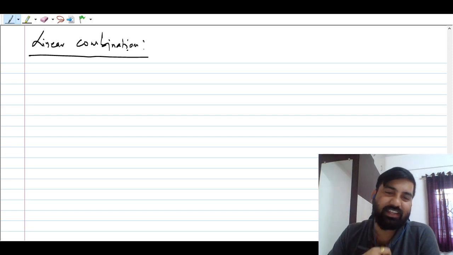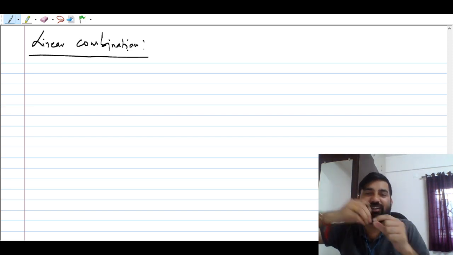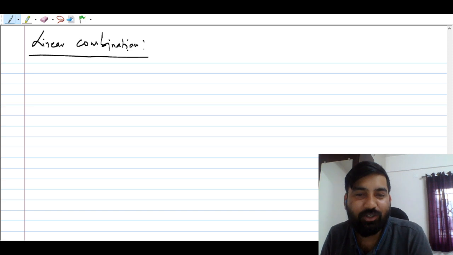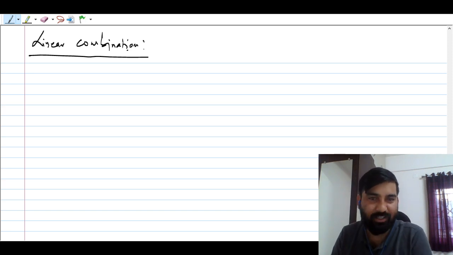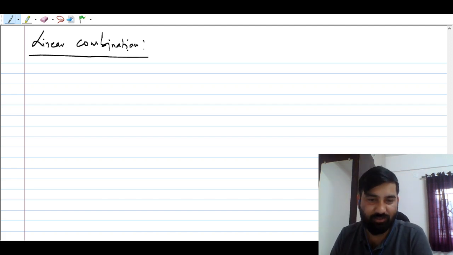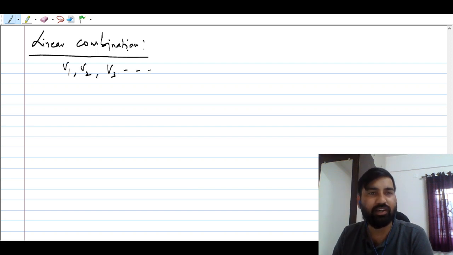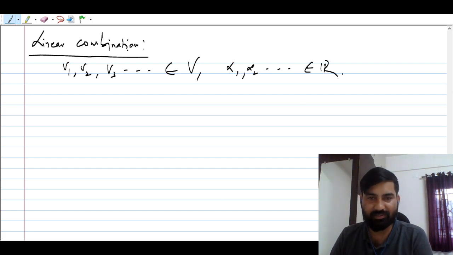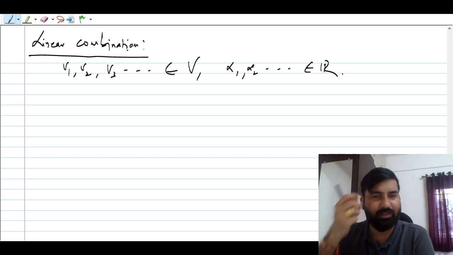When you multiply a scalar constant with a vector, you get a line, and that line passes through the origin. So about linear combination: when a set of vectors is given, you can write it like this. Suppose you have vectors v1, v2, v3, and so on. They belong to some vector space V, and there are scalars alpha 1, alpha 2, and so on, that belong to the real set. I'm not considering complex, there can be complex as well, but I'm focusing on real numbers.